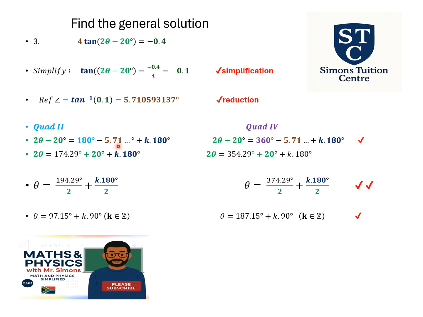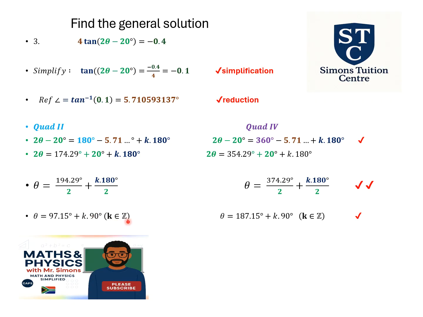180 minus 5,71 gives me 174,29 degrees. If I take negative 20 across, it becomes plus 20 plus k times 180. 174,29 plus 20 gives me 194,29 plus k times 180. And there I have to solve for theta, so I'm dividing everything by 2. 2 theta divided by 2 gives me theta. And then 194,29 divided by 2, and k180 divided by 2. So that simplifies to 97,15 plus k times 90.